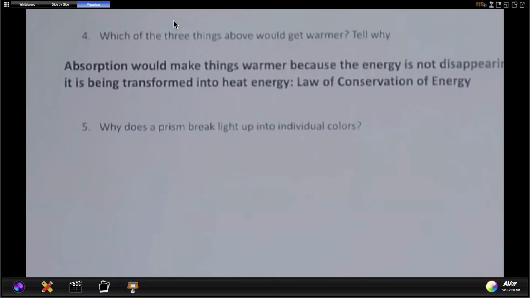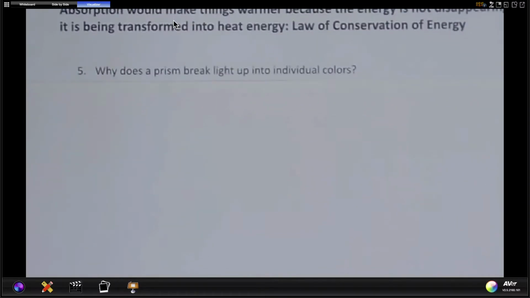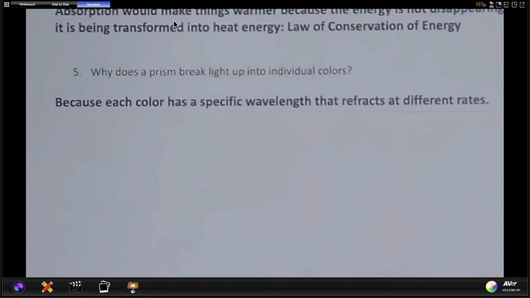Question number five. Why does a prism break light up into individual colors? Now, this has got a couple parts to this question, but it's because each specific color has a specific wavelength, and each wavelength refracts at different rates. And that means when it goes through a prism, they're going to separate out. So on this one, you need to have something about the wavelength and their differential refraction. And that's that changing of the direction.